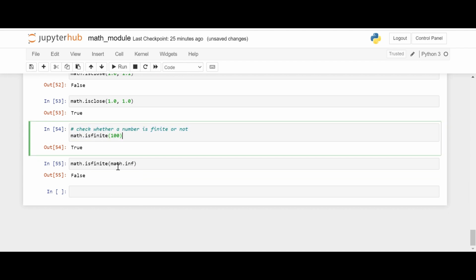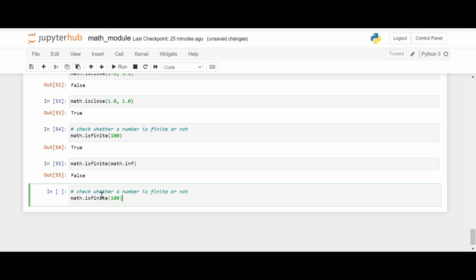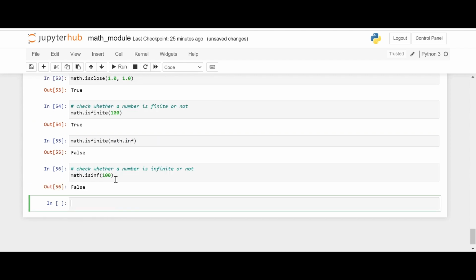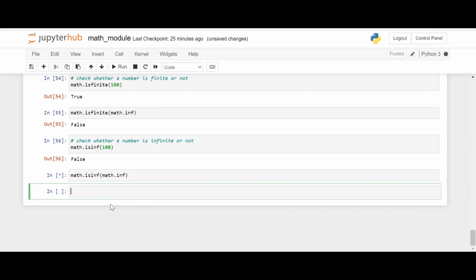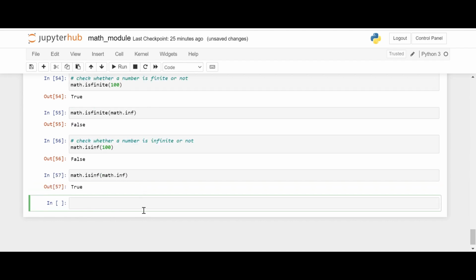Copy this. Check whether a number is infinite or not. So math.isinf of 100. 100 is not an infinite number, so this is false. But let's check whether infinity is an infinite number. We will get true because infinity is an infinite number.